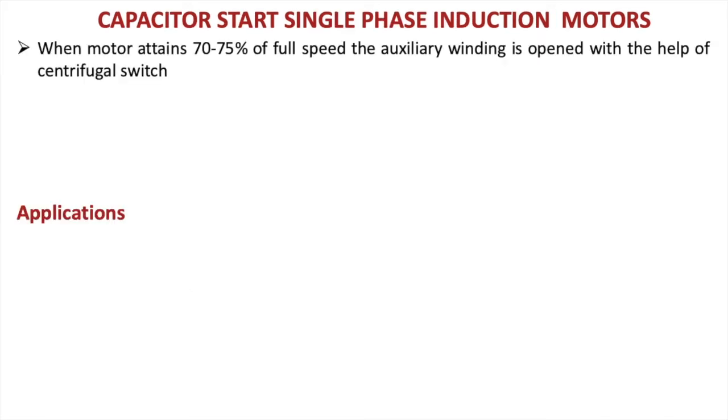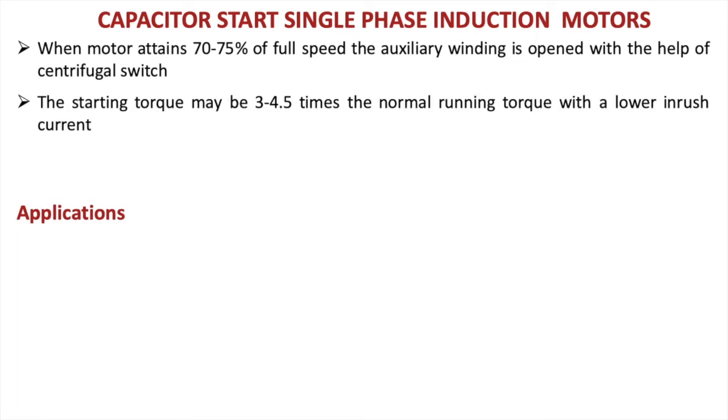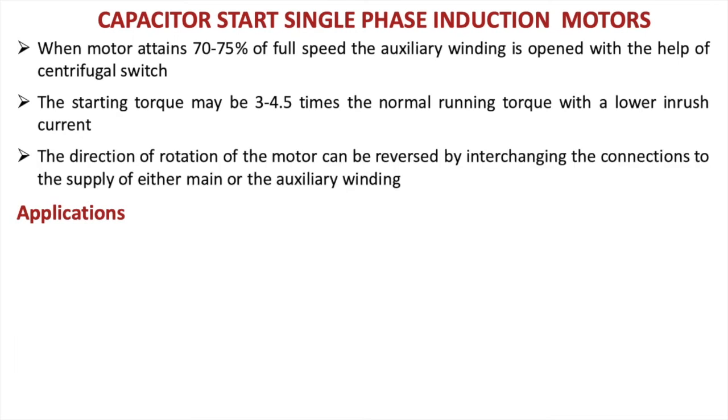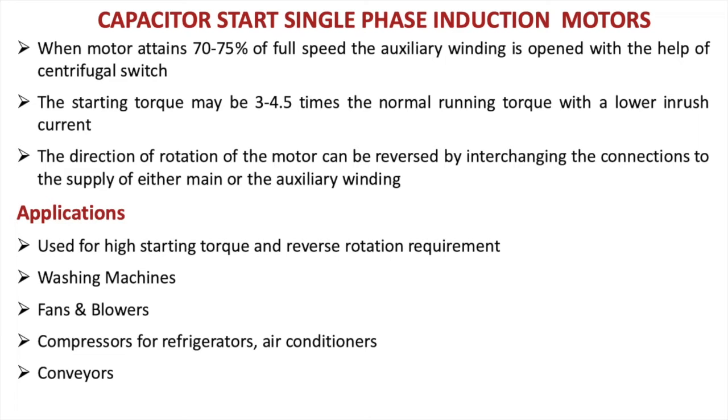When the motor attains 70 to 75% of full speed, the auxiliary winding is opened with the help of the centrifugal switch. The starting torque may be 3 to 4.5 times the normal running torque with a lower inrush current. The direction of rotation of the motor can be reversed by interchanging the connections to the supply of either the main or the auxiliary winding, but not both. Its applications are found where high starting torque and reverse rotation are required. It can be used in washing machines, fans and blowers, compressors for refrigerators and air conditioners, and conveyors.